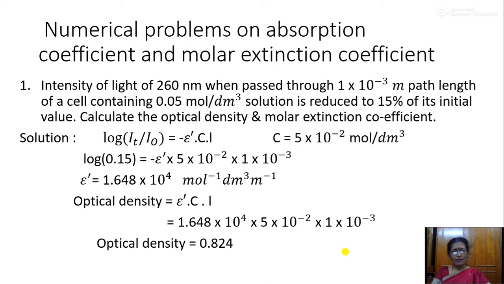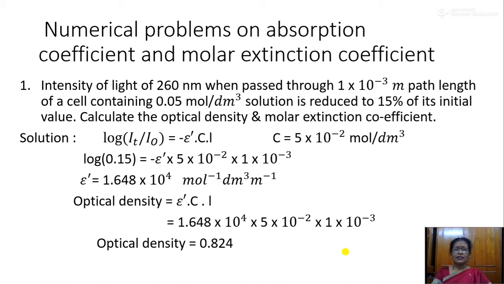Now let us see some problems, especially the problems on absorption coefficient and molar extinction coefficient. First one: the intensity of light of 260 nanometer when passed through 1 into 10 to the power minus 3 meter path length of a cell containing 0.05 mole per dm cube solution is reduced to 15% of its initial value. Calculate the optical density and molar extinction coefficient.